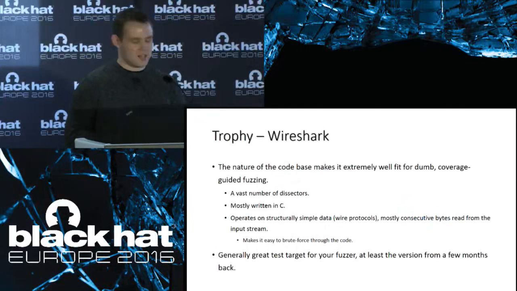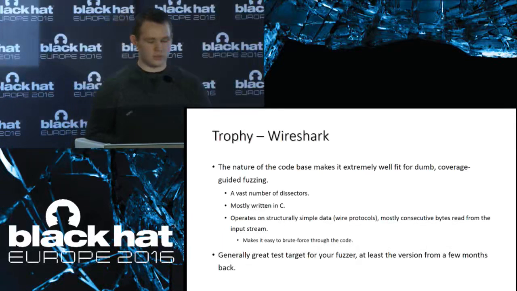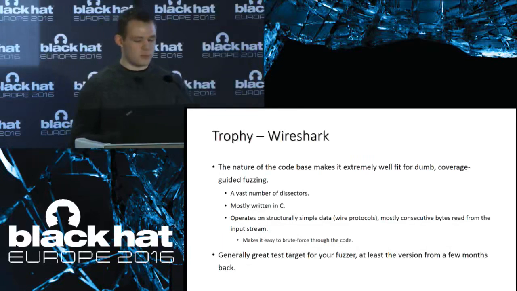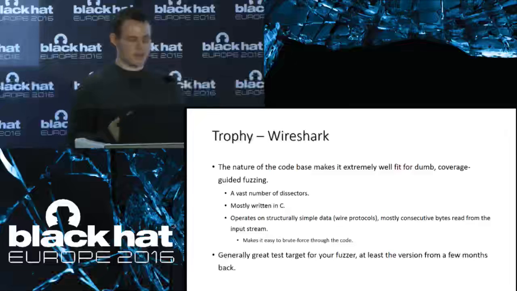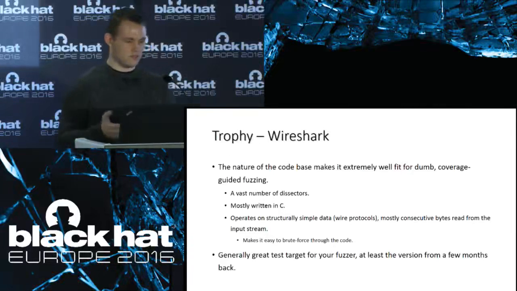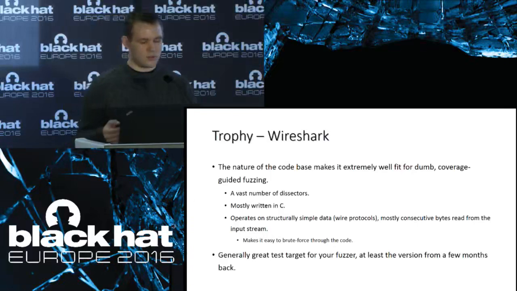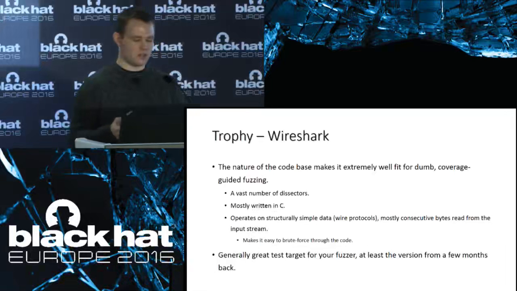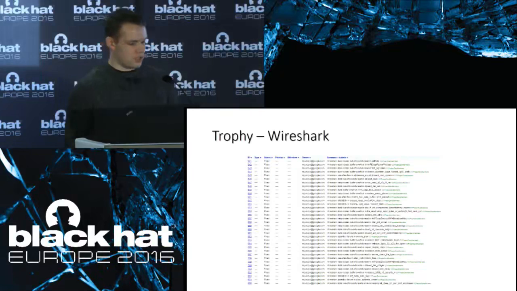And if you want to test out your fuzzing infrastructure, Wireshark is actually a very good thing to do this on, because the nature of the code base makes it extremely well fit for dumb fuzzing, because it has a vast number of dissectors for different formats. It's mostly written in C and operates on very, very simple data structurally. So it just mostly compares single bytes or some very, very simple constructs in the input file. So it's generally a very great test target for your fuzzer. And this is the trophy case for Wireshark in the Project Zero tracker.